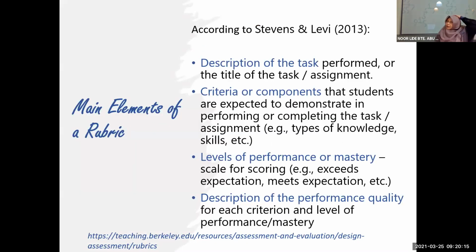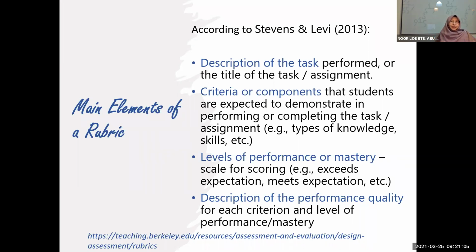So according to Stevens and Levy, 2013, I got this from the same source, the first element is the description of the task. When you develop your rubric, it must be accompanied with a description of the task. What is the task that you are going to assess? You can have a lengthy description of it, or a very small description, as long as there is a description so that whoever comes across the rubric knows what the rubric is for. And then the second is the criteria or components that students are expected to demonstrate or perform. These two things relate to your learning outcome.